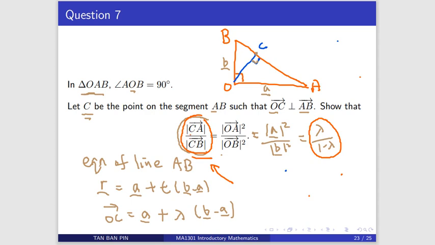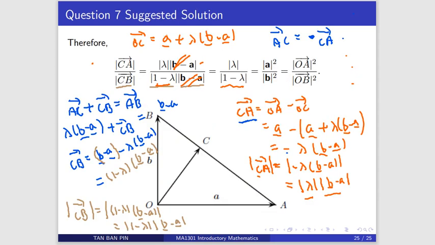The length of vector CA over length of vector CB is equal to length of OA squared over length of vector OB squared. For this question, it's important you draw a diagram to help you to write down vector CA, vector CB, and so on.